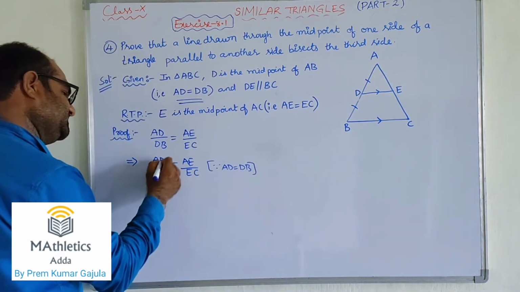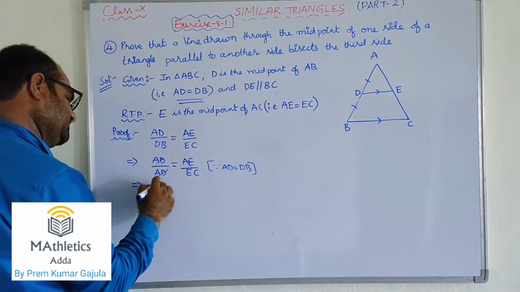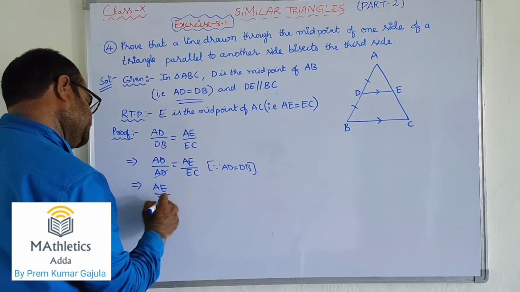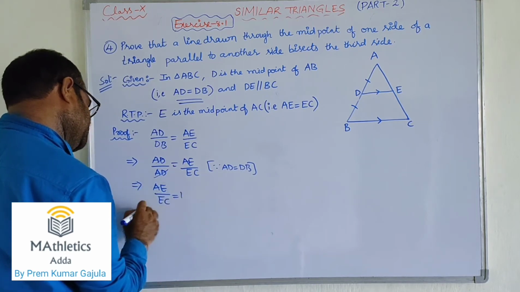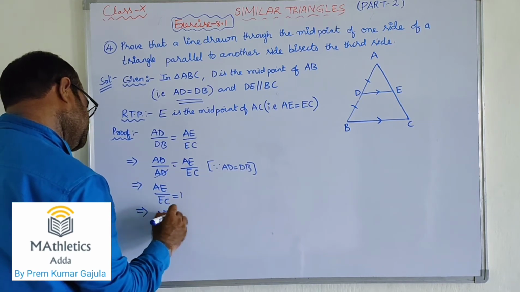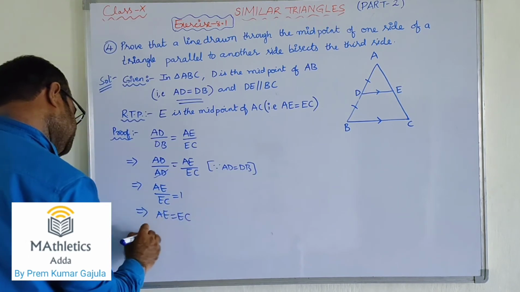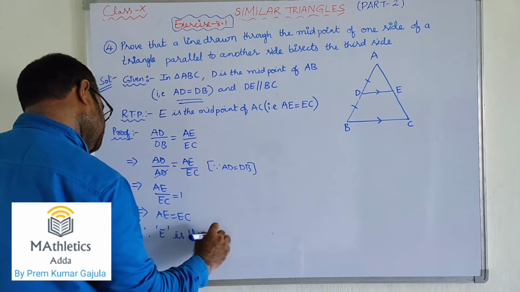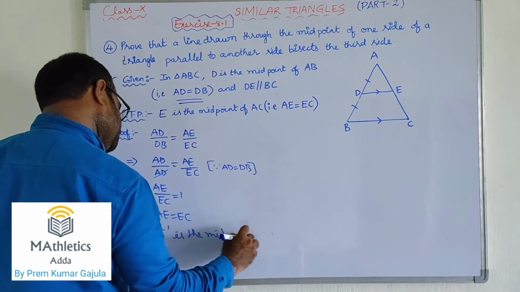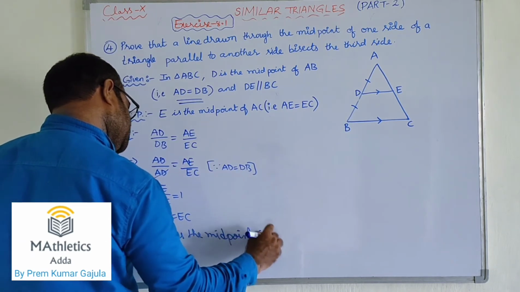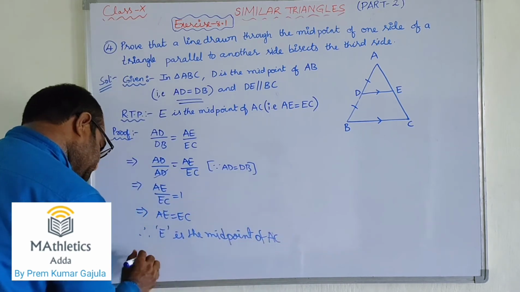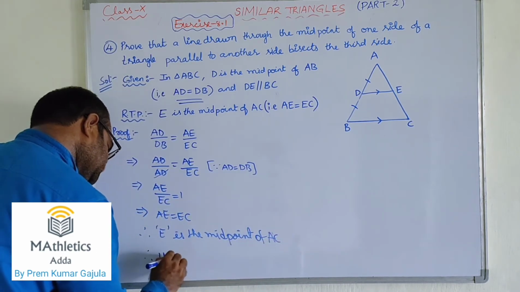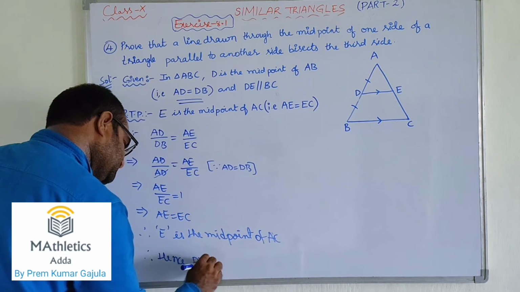Okay. Now this is cancelled. You will get AE by EC is equal to 1. That is AE is equal to EC. That is E is the midpoint of AC. So here what we can write? Hence proved.